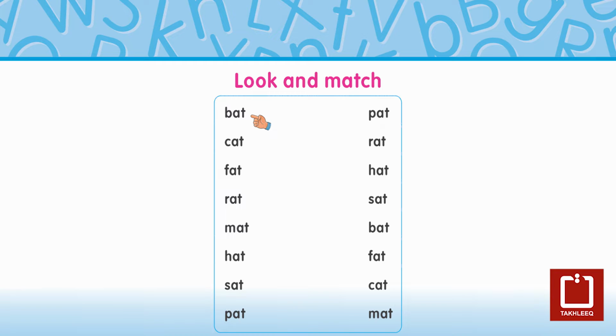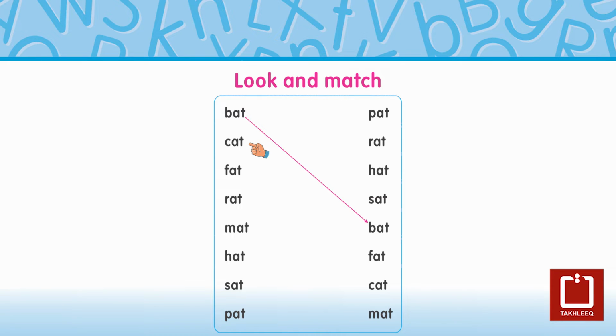Here is word bat. Now we search word bat in the second row. Pat, rat, hat, sat, bat. Yes, this is bat. So we match both words bat.